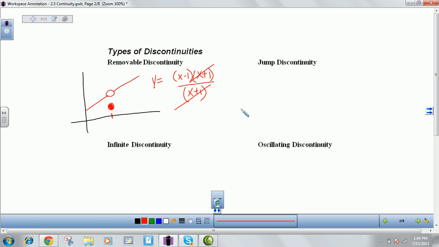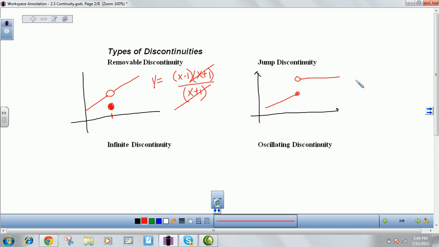Second one is a jump discontinuity. If you're tracing the graph with a pen or a pencil, in order to go from one function to another function, you literally have to pick up your pen or pencil and jump up or down like that.